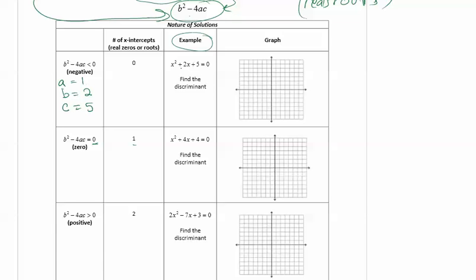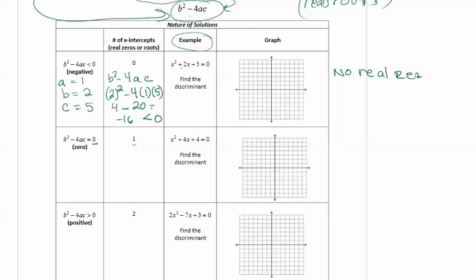Let's use these values to determine if we have x-intercepts, and if we do, we'll go ahead and find them. In this case, a is 1, b is 2, and c is 5. So b squared minus 4ac is 2 squared minus 4 times 1 times 5. That's going to give me 4 minus 20, and 4 minus 20 is equal to negative 16. And negative 16 is less than 0. So what this tells me is that I have no real roots or zeros.